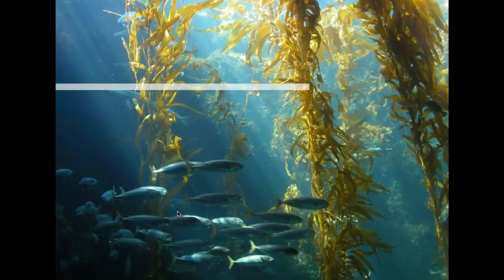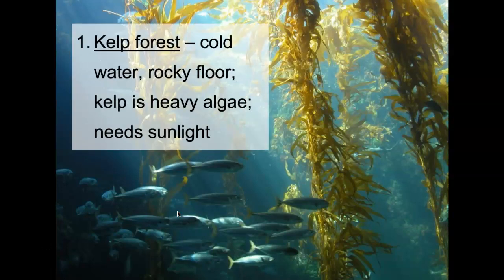Kelp forest is one of the habitats in the neritic zone. So kelp forest is going to be these large stalks of kelp. It looks kind of like seaweed. It's a really heavy algae. And it attaches to the ocean floor by these little holdfasts, and that will help to kind of root it. And then being a plant-like material, it's going to grow upward towards the sunlight. It's going to be these thick stalks. And a lot of organisms like fish and otters and sea urchins will use this as their habitat.